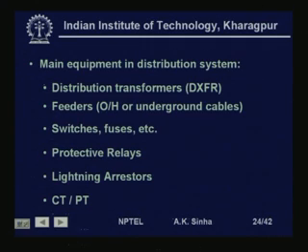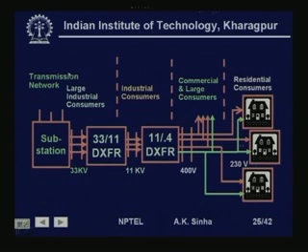Lightning arresters, as I have already said, are used. We have CTs and PTs, that is the current transformers and potential transformers. These are generally used for providing power to the relays as well as for measurement purposes, for energy meters and other things. So, we have all these kinds of devices which we use. This is a very simple representation of a distribution system.